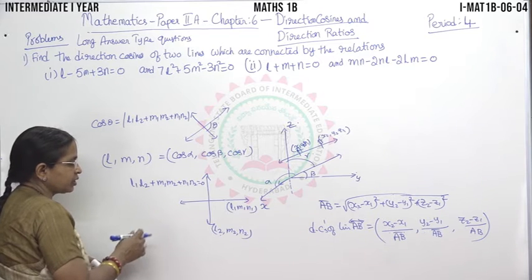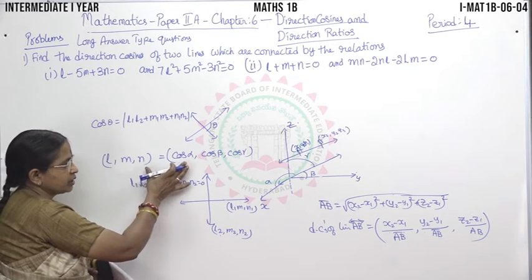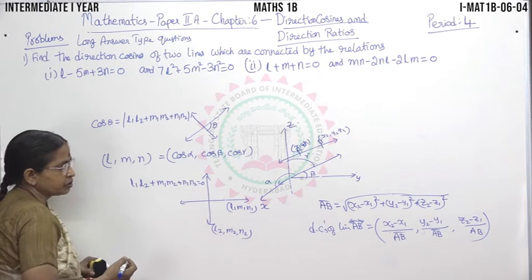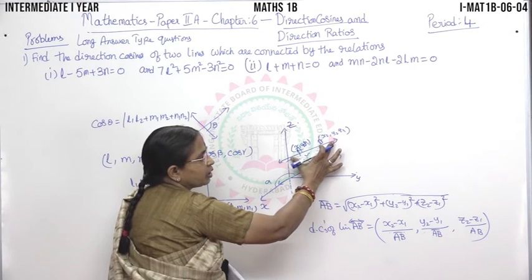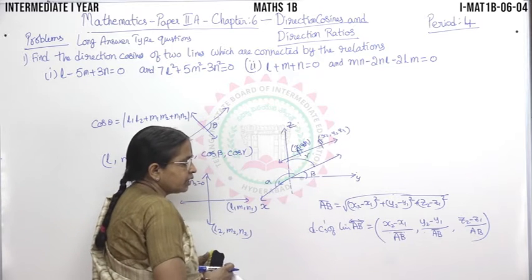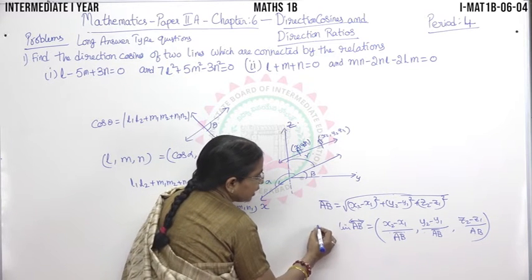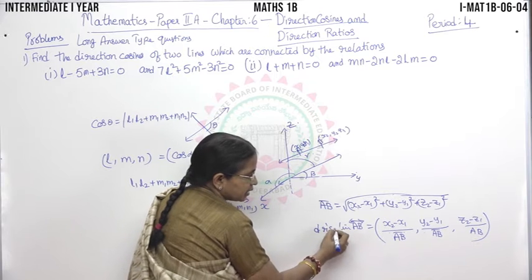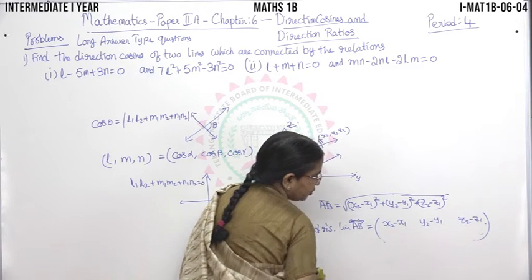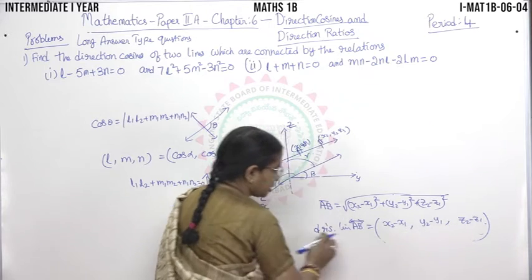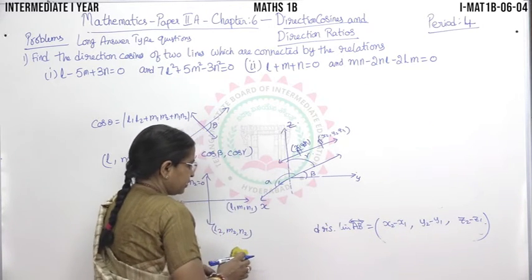Now what about direction ratios? Any ratio proportional to the direction cosines is a direction ratio. So if x1, y1, z1 and x2, y2, z2 are two points on a line, then the direction ratios of the line AB are just x2 minus x1, y2 minus y1, and z2 minus z1. These are the direction ratios. You just find the difference like this.